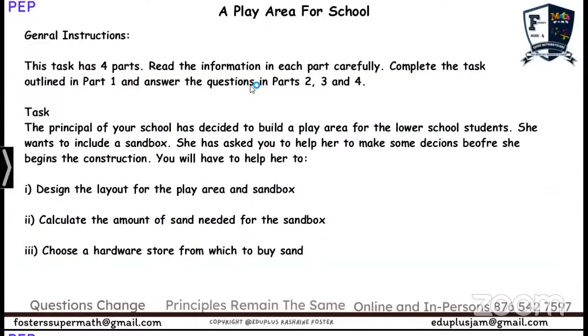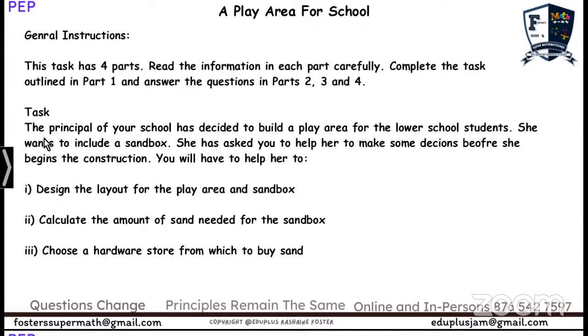All right, so this performance task is called a play area for school. General instructions: this task has 4 parts. Read the information in each part carefully, complete the task outlined in part 1, and answer the questions in parts 2, 3, and 4. The main thing here, people, is that you have to read the information carefully. Before you touch anything, make sure that you read your information carefully.